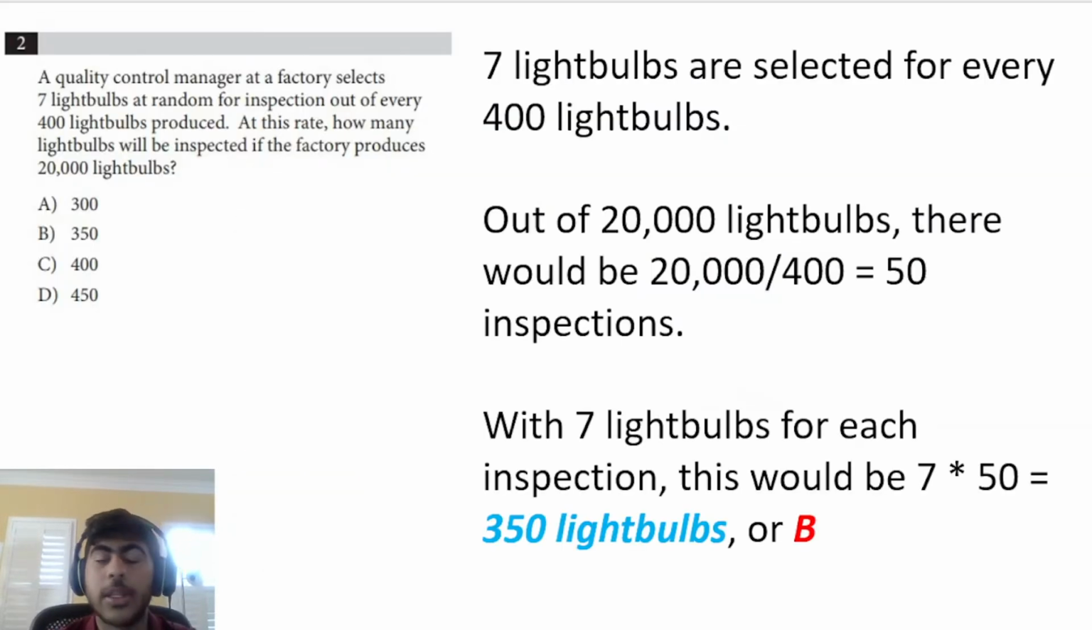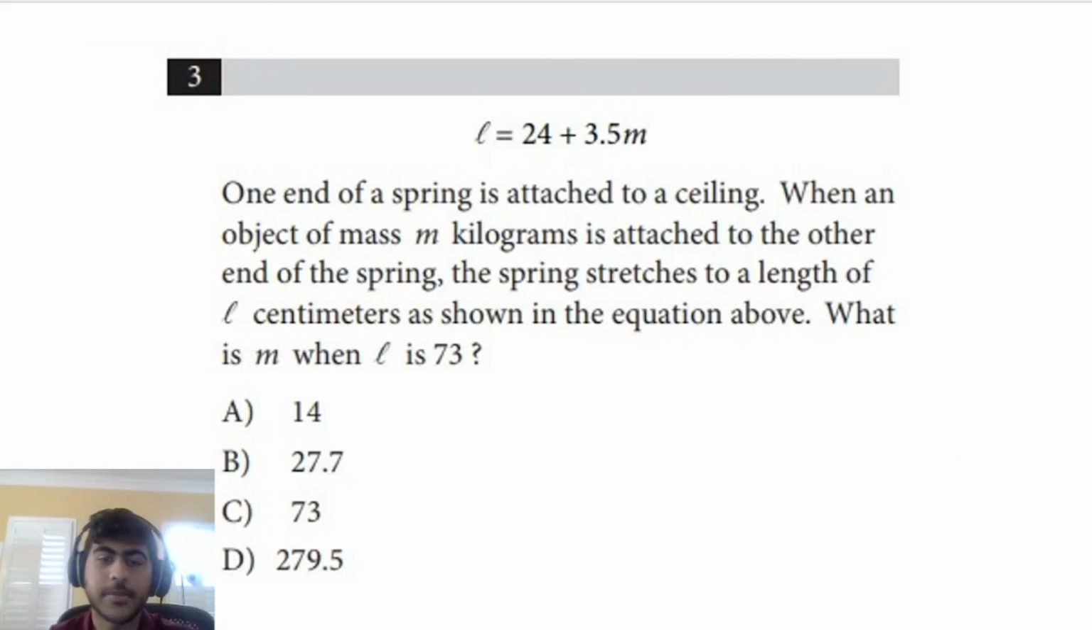Well, we know that 7 light bulbs are selected for every 400 light bulbs. And out of 20,000 light bulbs, there would be 20,000 divided by 400, or 50 different inspections. Each one of those inspections would have 7 light bulbs, so the total number of light bulbs inspected would be 7 times 50, 350 light bulbs, or answer choice B. Let's keep going. Question number 3.